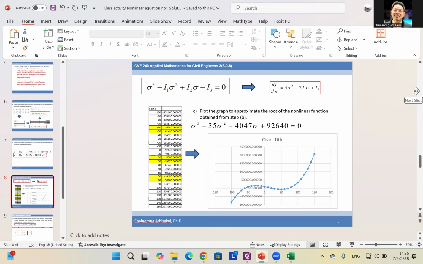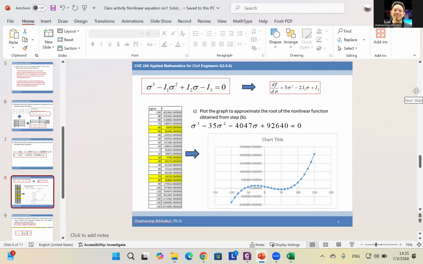So we have 3 principal stresses. The problem would like you to apply the 3 methods that we studied: first one, bracketing method; second one, Newton; and the third one, secant method, to determine the 3 values of principal stresses. Each method for 1 value. Do not determine the same one.